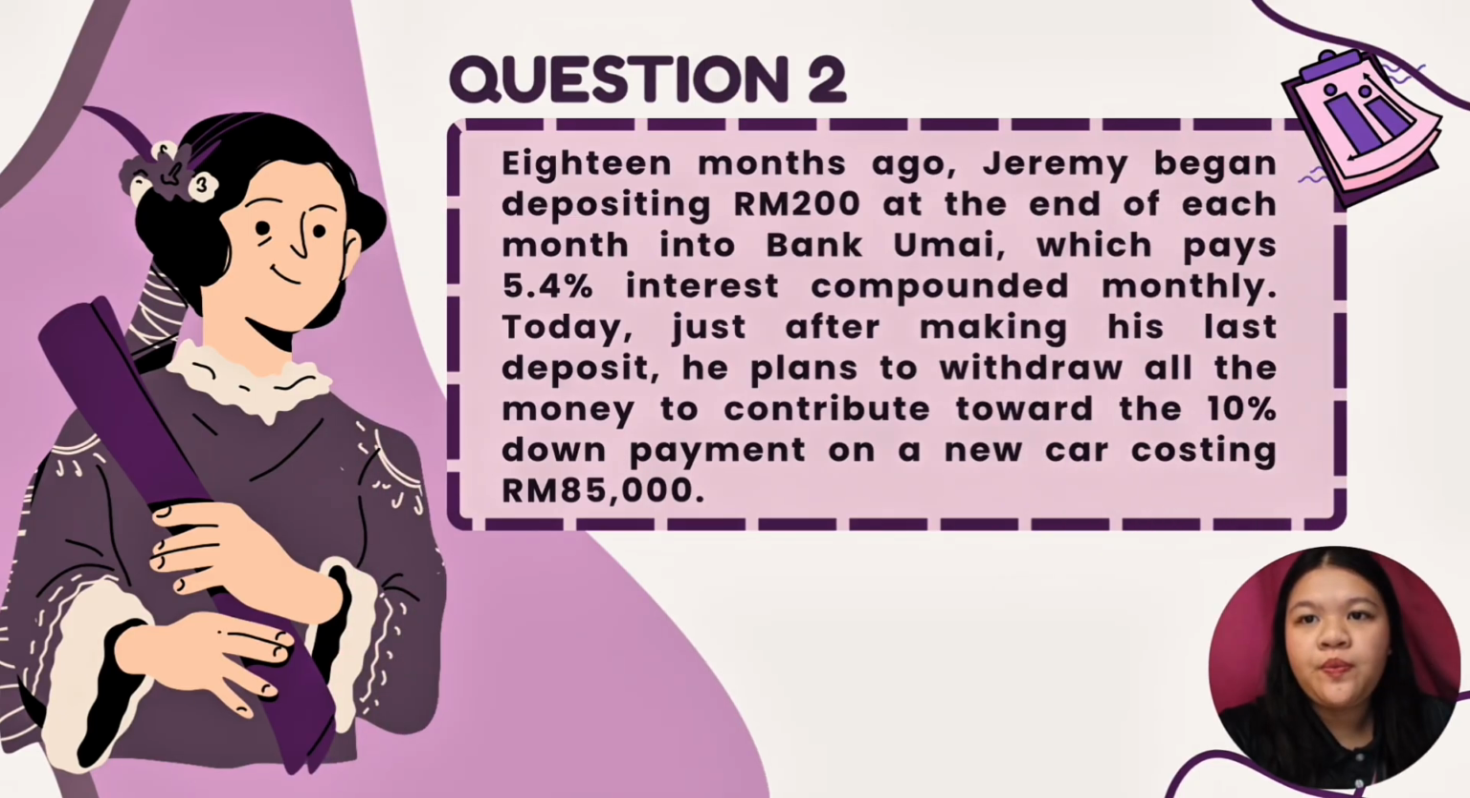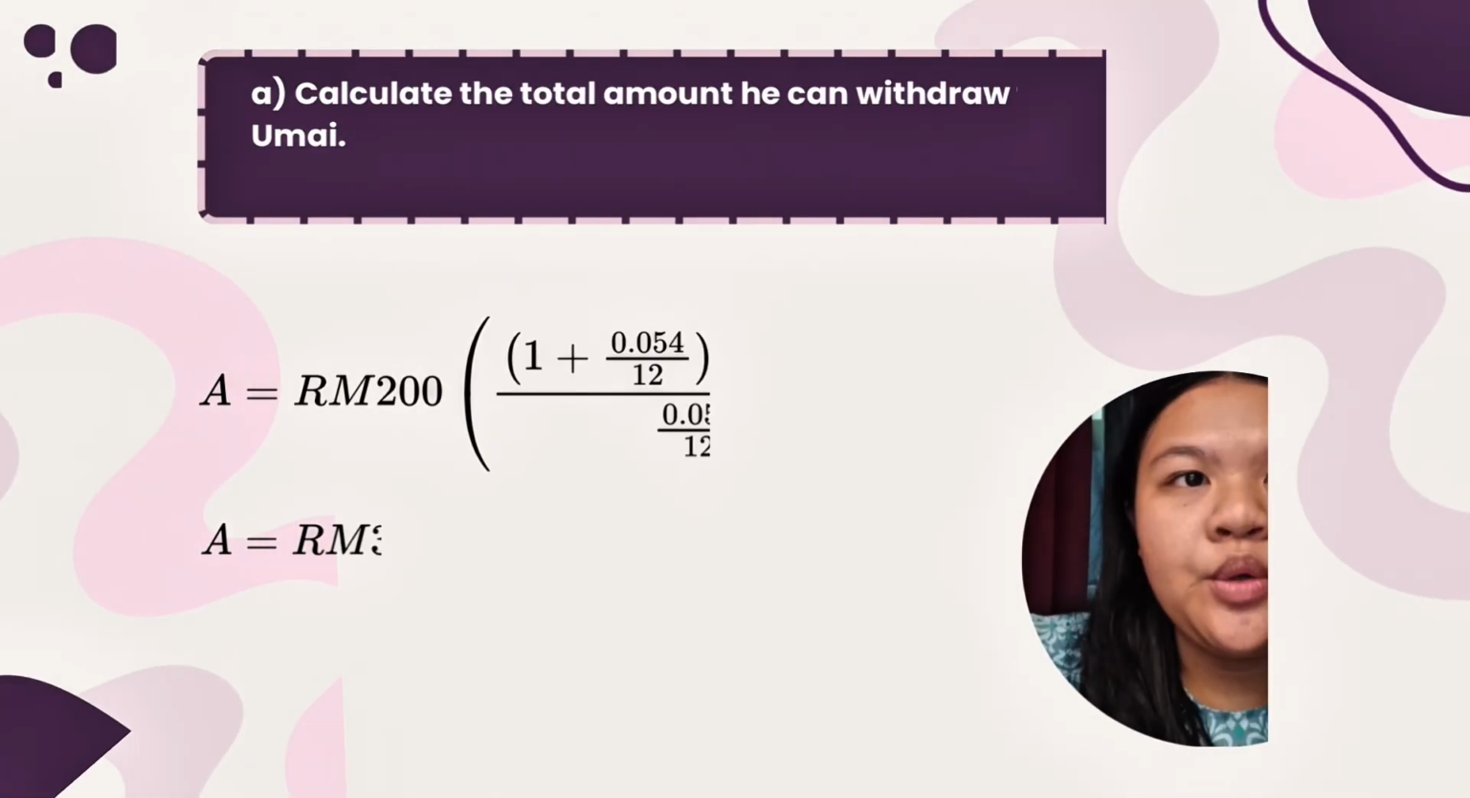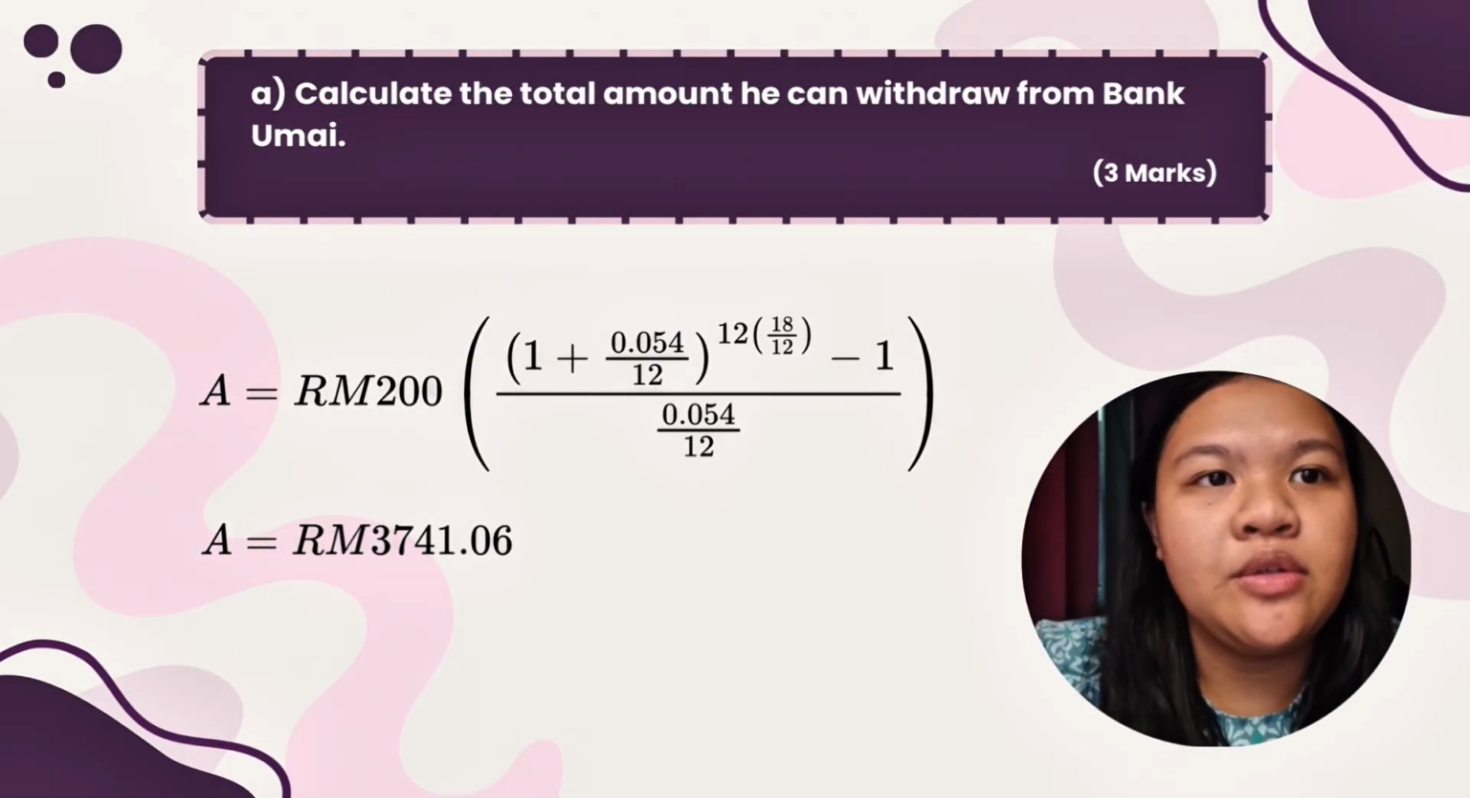Question 2. 18 months ago, Jeremy began depositing RM200 at the end of each month into Bank U May, which pays 5.4% interest compounded monthly. Today, just after making his last deposit, he plans to withdraw all the money to contribute toward the 10% down payment on a new car costing RM8,500. 2a. Calculate the total amount he can withdraw from Bank U May.